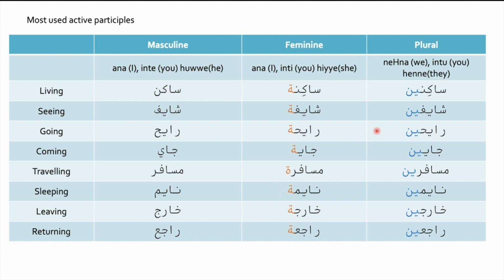And then if you would talk to a group of people or use it to describe a group of people undertaking an action, all you need to do is just add the in sound to the end of it. So you could say ساكنين, شايفين, رايحين, جايين, مسافرين, نايمين, خارجين, and راجعين. So these are the active participle, and the active participle, as you see, has only 3 conjugations. We've got a couple of examples for you.